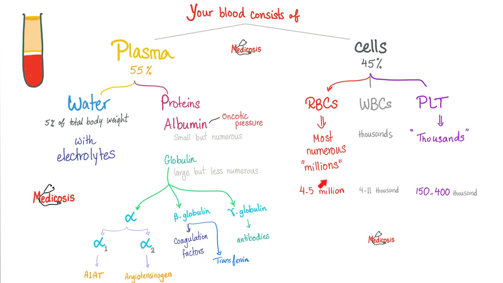Low red blood cells is called anemia. Low number of white blood cells is called leukopenia. Low platelets, thrombocytopenia. If I have anemia, I'm tired and pale. If I have leukopenia, I get infections. If I have thrombocytopenia, I bleed.